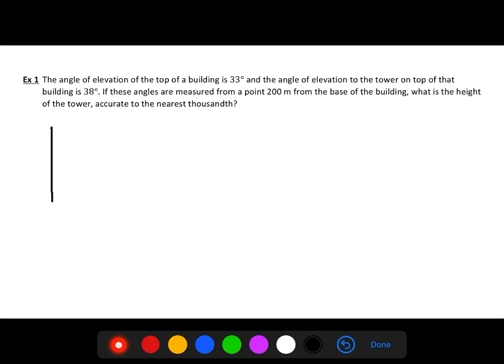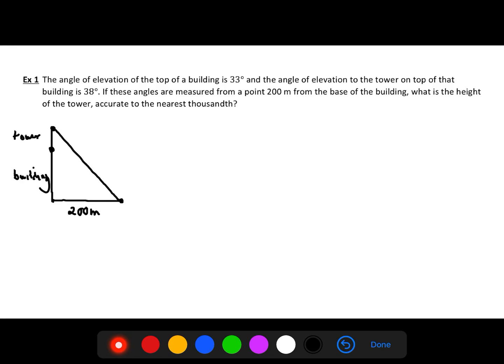First of all, anytime we have a question like this, we are going to draw our diagram. So we're going to have our building, and we're going to have our tower on top of that building. And we're measuring our angle of elevation from a point 200 meters away from the base of the building. So we're measuring our angles from here, 200 meters away from the building.